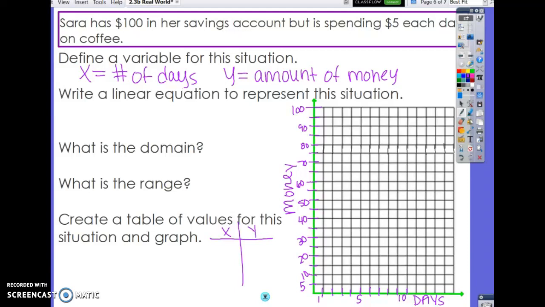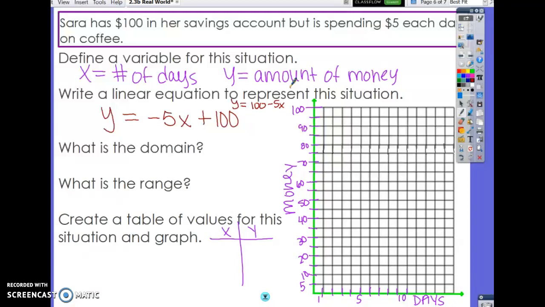So let's go ahead and write an equation to represent this. Well, the amount of money we have left is equal to spending $5 every day. Spending means we are losing it. So we're going to have a negative $5 for every day X, and then we started with 100. Okay, I wrote it in slope-intercept form. If you had Y equals 100 minus 5X, that means the same thing. I just wrote mine in slope-intercept form.